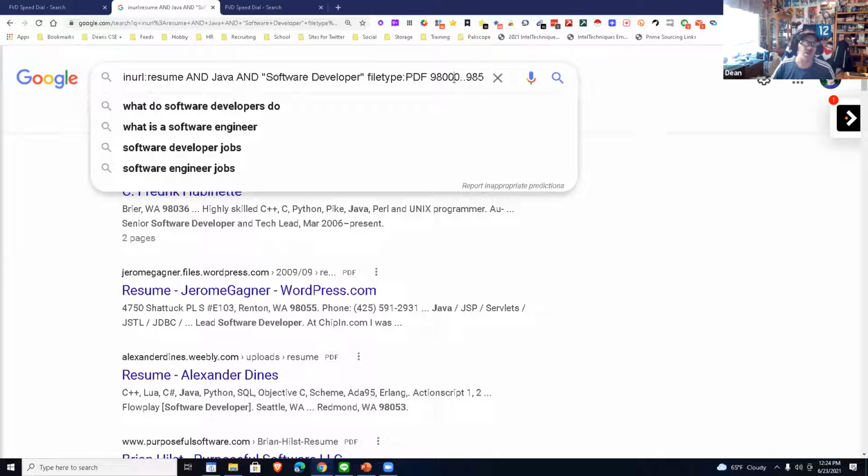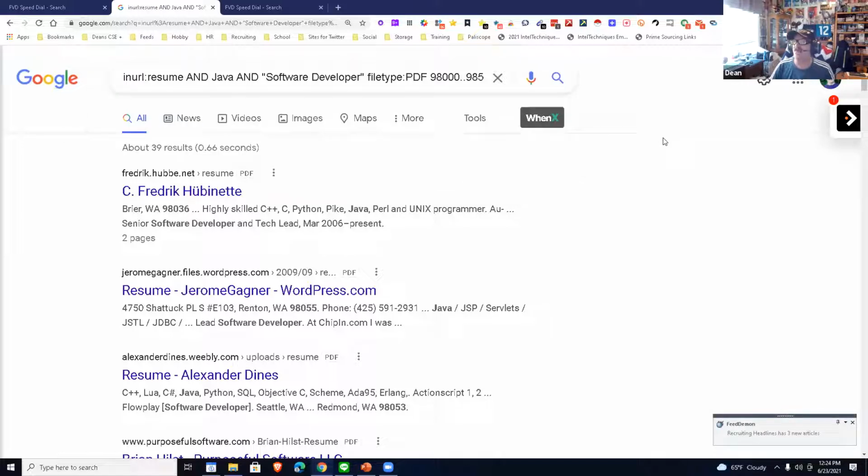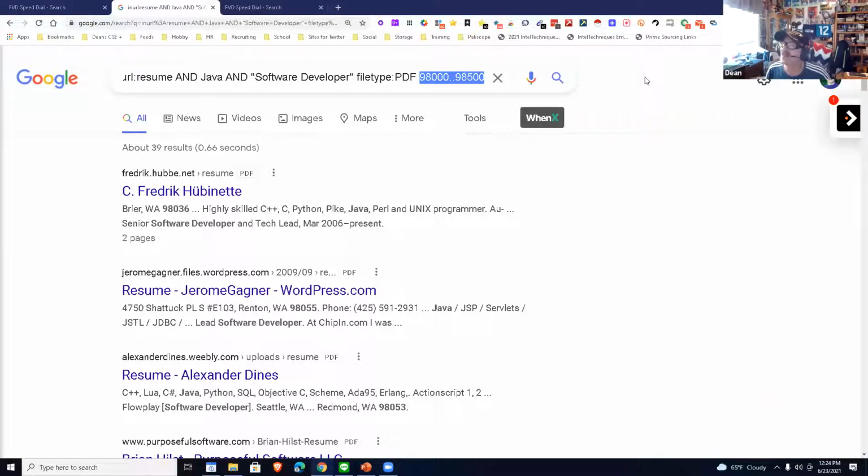You can use it for area codes, but again, remember people use cell phones, so the area code might not help you. You can use it for dates and hope you're looking at graduation dates or work history dates or whatever, but that's how you use it. I'm not the biggest proponent of the number range anymore because it just doesn't work very well for me.